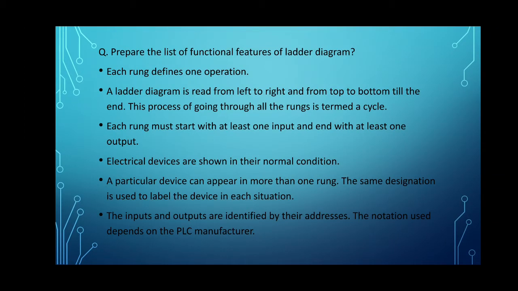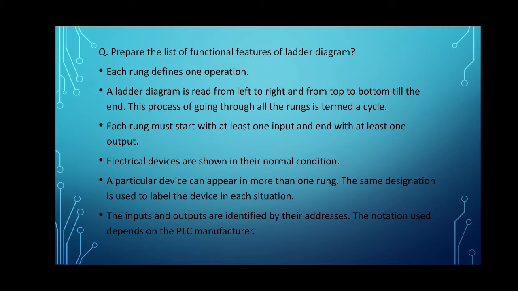Next question is prepare list of functional features of ladder diagram. So this question is again for 5 marks. So we can write the important functional features of ladder diagram. Each rung defines one operation. A ladder diagram is read from left to right and from top to bottom till the end. This process of going through all the rungs is termed as a cycle. Each rung must start with at least one input and end with at least one output.